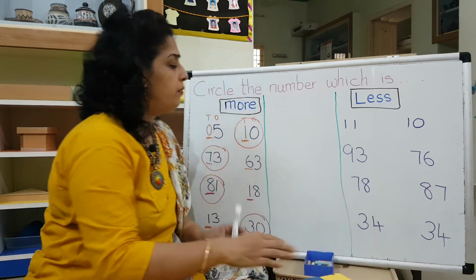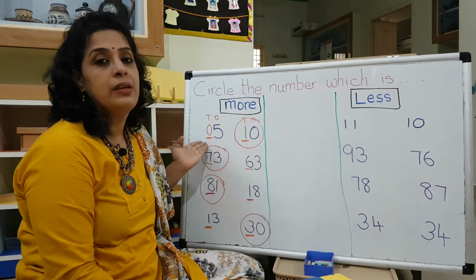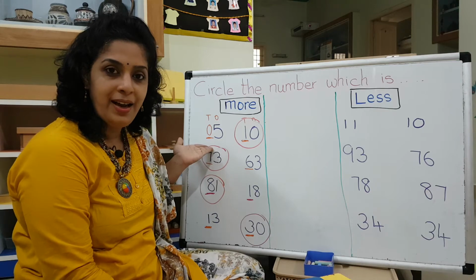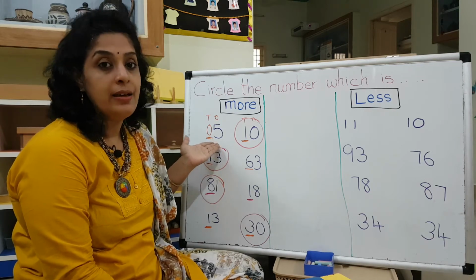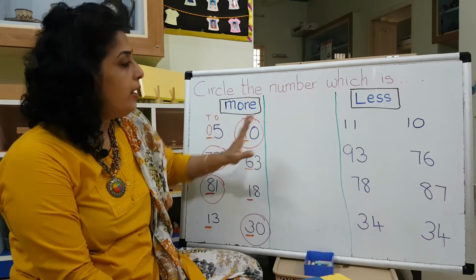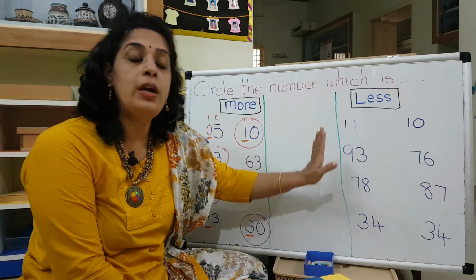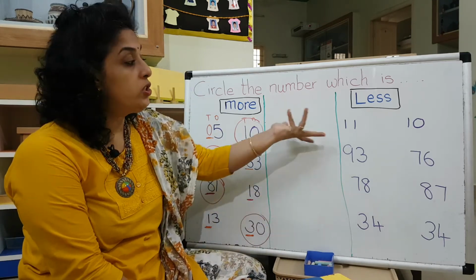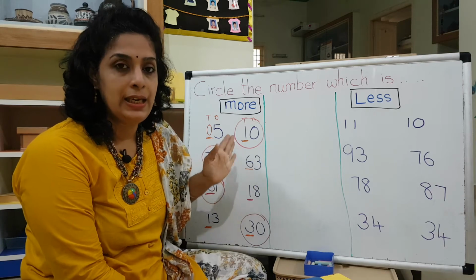The same way, if this is more, what is this? This is less. Clear? 5 is less. 10 is more. Okay? So here we have an exercise only to find out which of those numbers is less. Shall we see that?